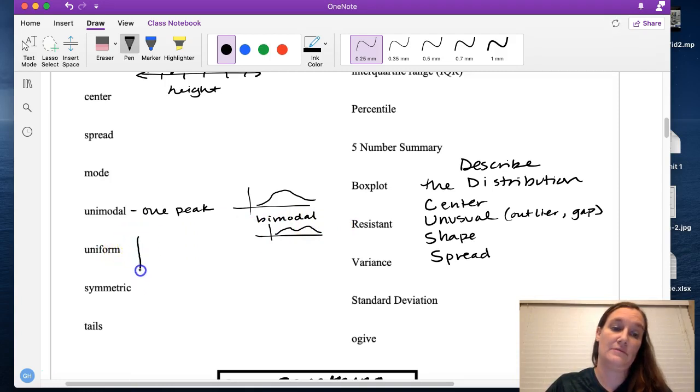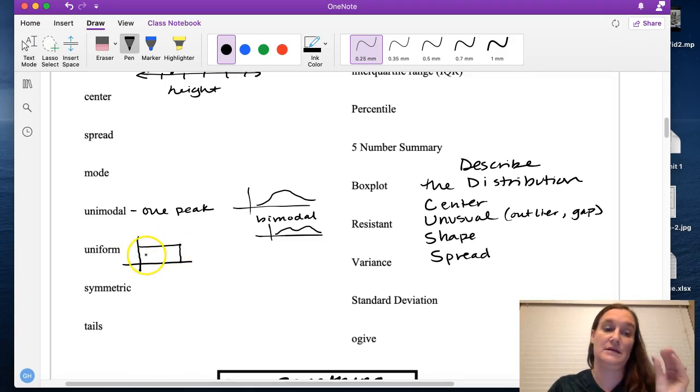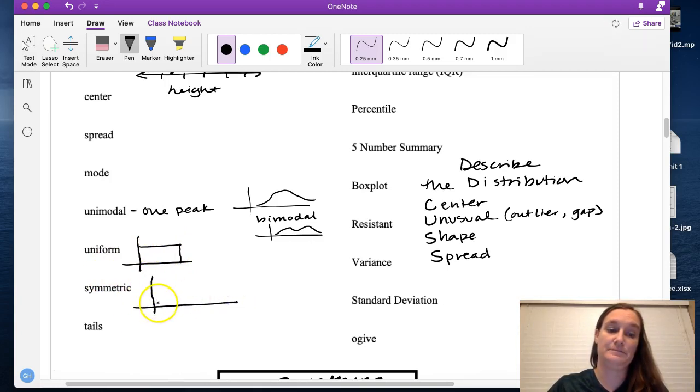Uniform, I'm just going to graph these. Uniform essentially looks like a box. I mean, your distribution is not going to be perfectly one of these shapes, but uniform is essentially where, if you had a histogram, every bar would be the same height or close to the same height, because every category of the data has the same amount of data in it. Symmetric is like a bell curve.